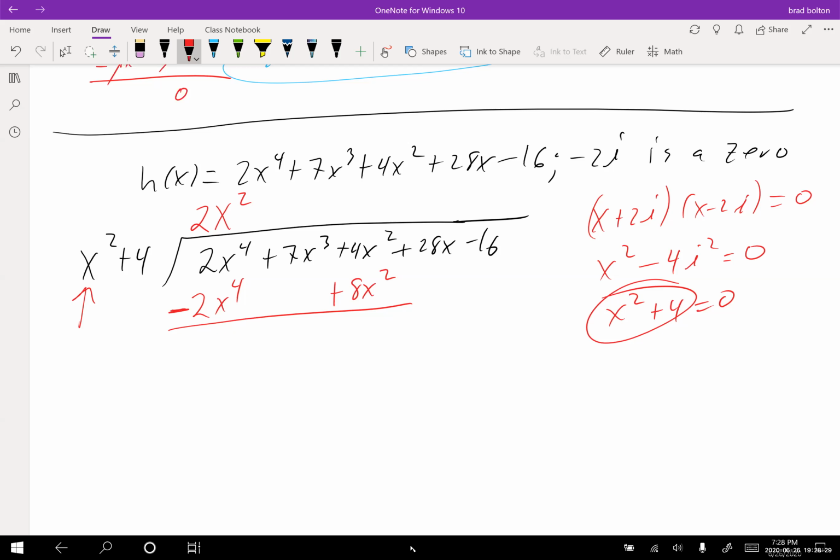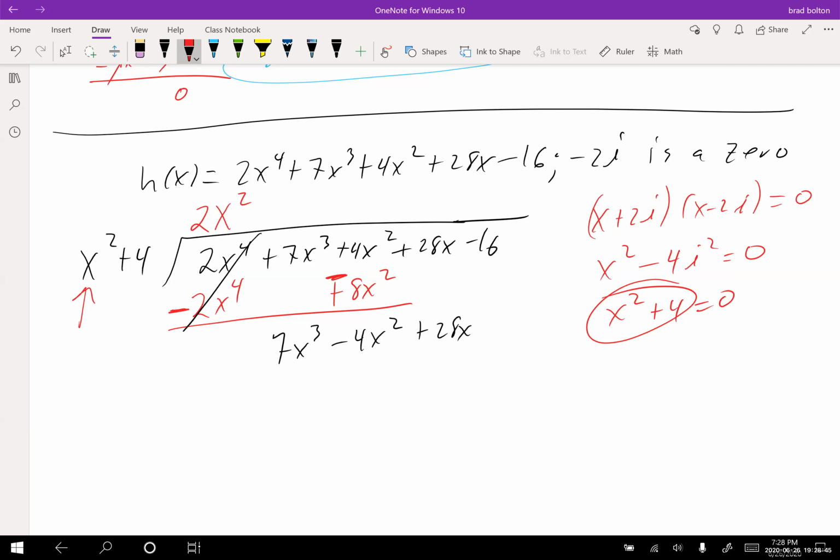And then I'm going to change the signs. So now this is gone, and I get 7x cubed minus 4x squared, okay? And then I'll put the 28x there. I have a feeling it's going to need to be brought down just like before.